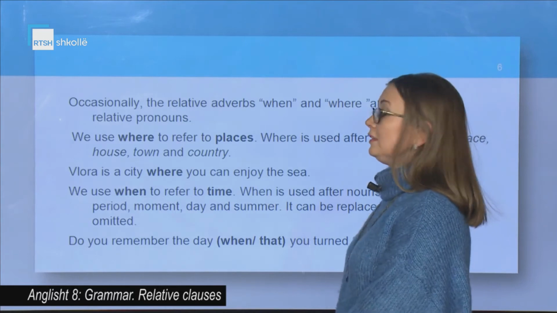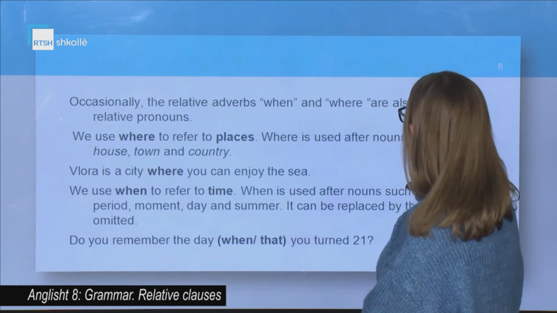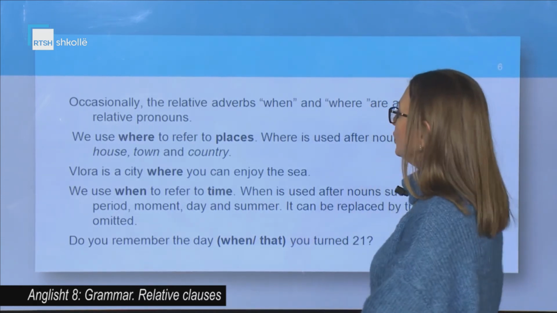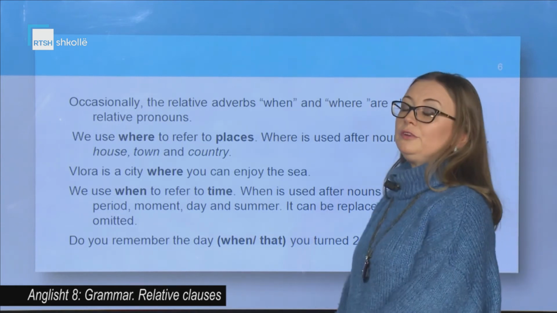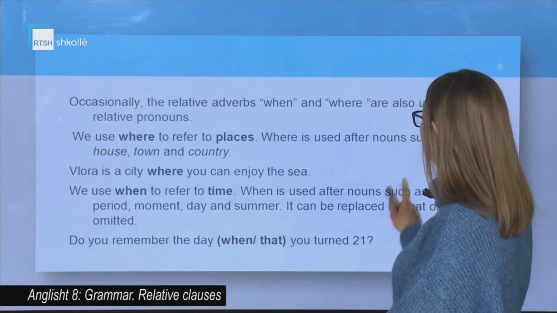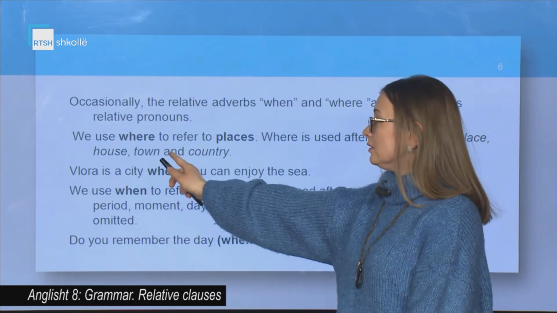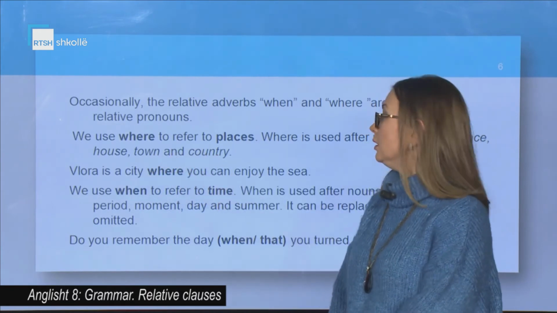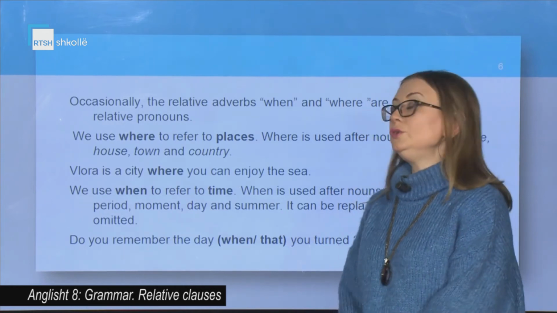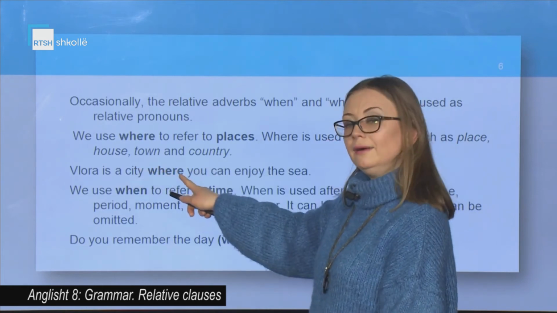Occasionally, the relative adverbs when and where are also used as relative pronouns. We use where to refer to places, and where is used after nouns such as place, house, town, and country. Flora is a city where you can enjoy the sea. You see city before where?